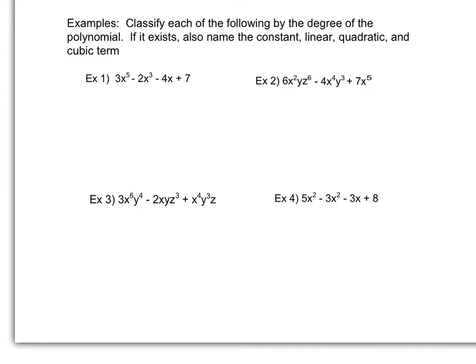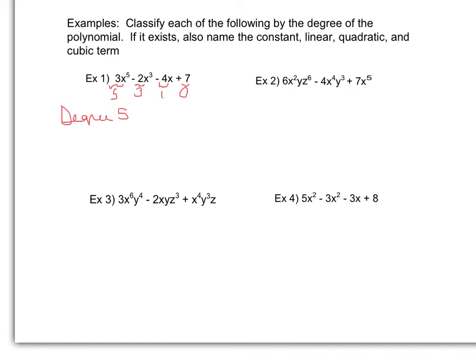Looking at example 1, I see that I have a polynomial, so I'm going to say this term has degree 5, this term has degree 3, and this one degree 1, because I remember if there is no exponent written on the variable, it's a 1. And just a constant is degree 0. I'm going to name the largest, so I'm going to say this is degree 5, and then vocalize what each of the other terms are.